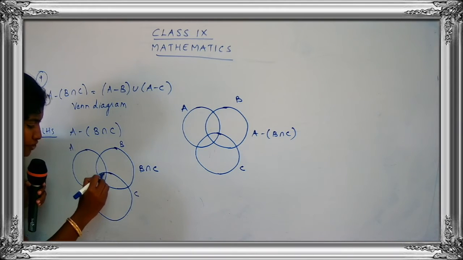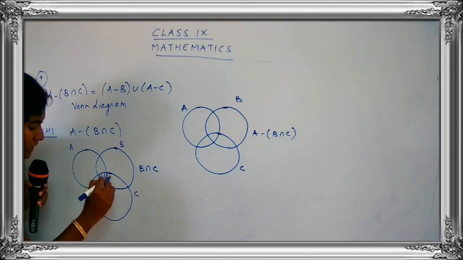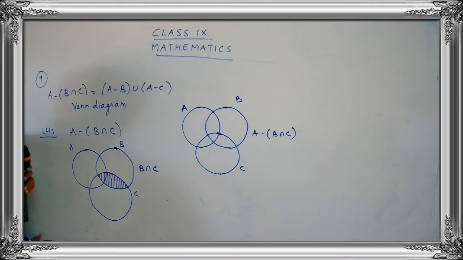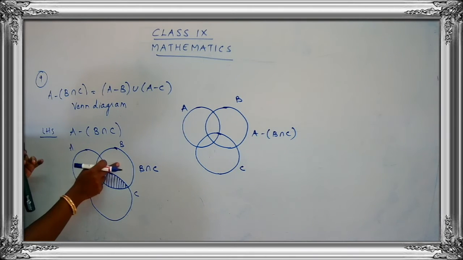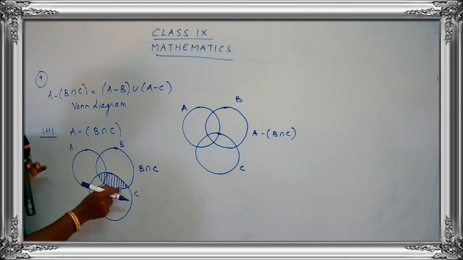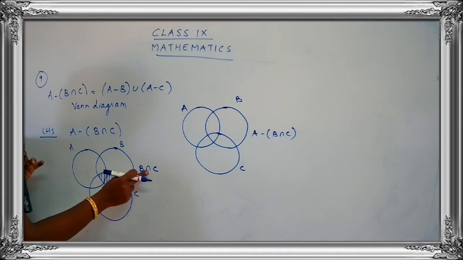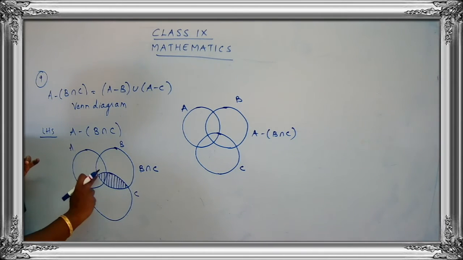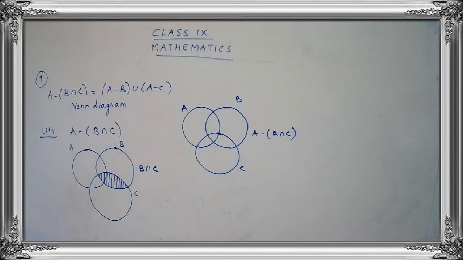Just be careful. You have to shade the common part very carefully. Do not get confused. Use your scale and pencil to shade the intersection part. So B intersection C. I have shaded the common part. You see this area. This is the common part for B as well as C. Intersection means what? Common. So we are just shading the common part. So this is B intersection C. We have completed the first part.